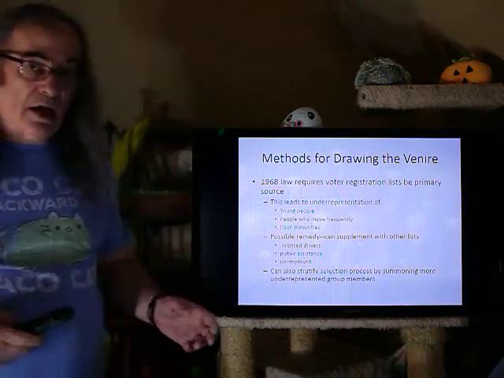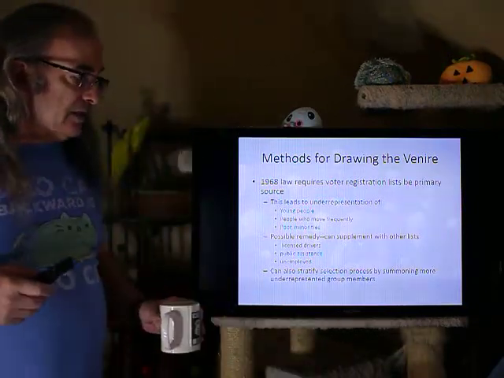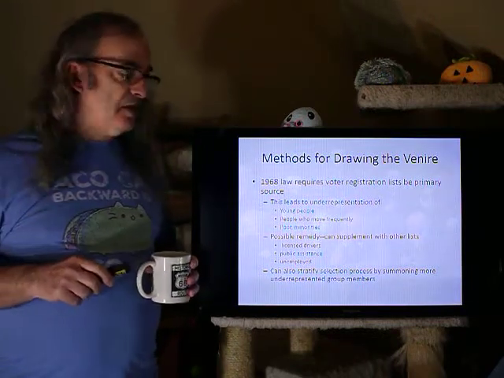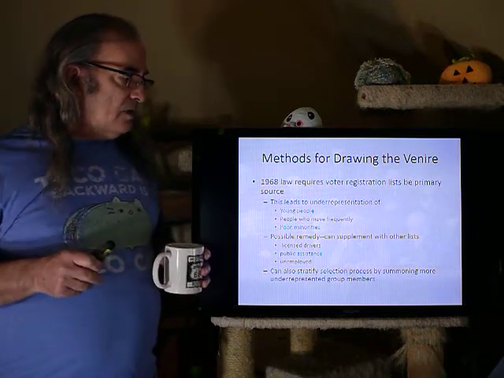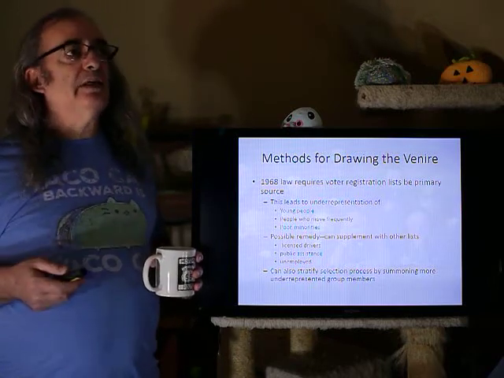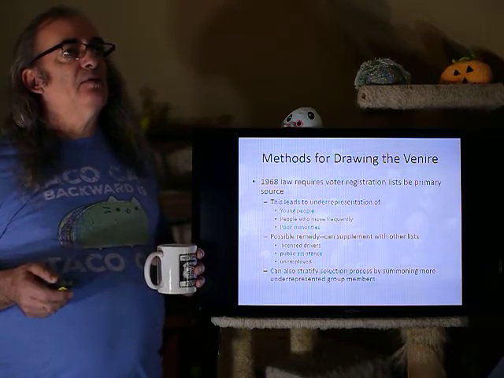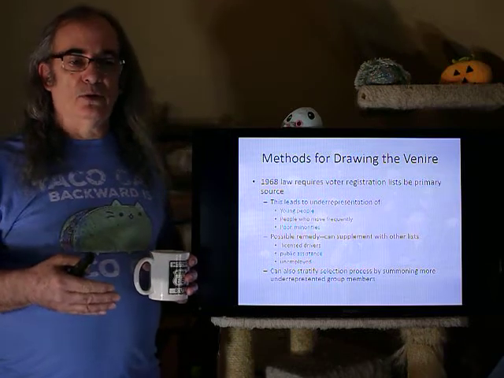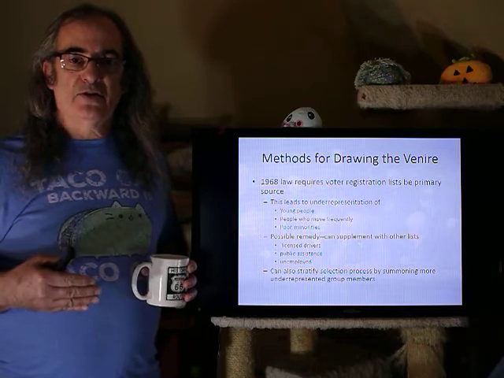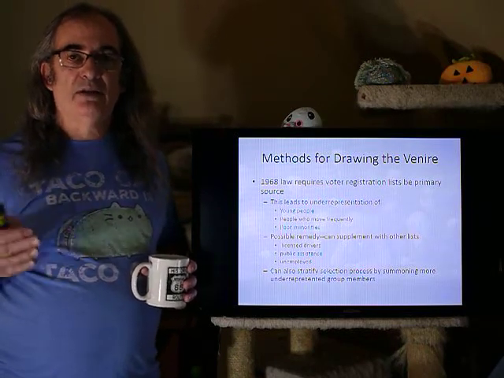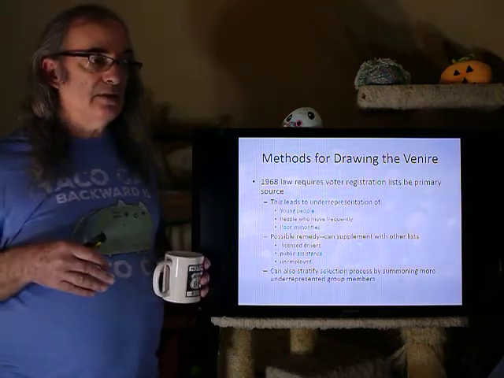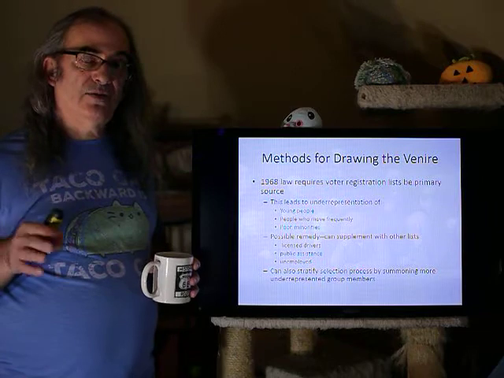So let's talk about drawing the venire, that is, getting ourselves a jury pool, and let's see how that interacts with the idea of diversity. The law requires the voter registration list to be the primary source. Okay. But then if we're using voter registration rolls to solicit people to be on juries, who doesn't register to vote is going to be who is omitted from potentially serving on a jury. Who do we know statistically that has low voter turnout and low voter registration?